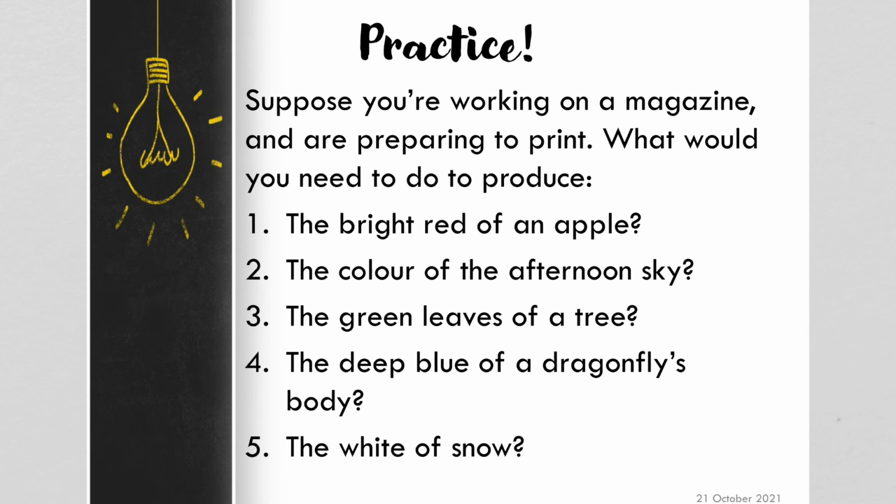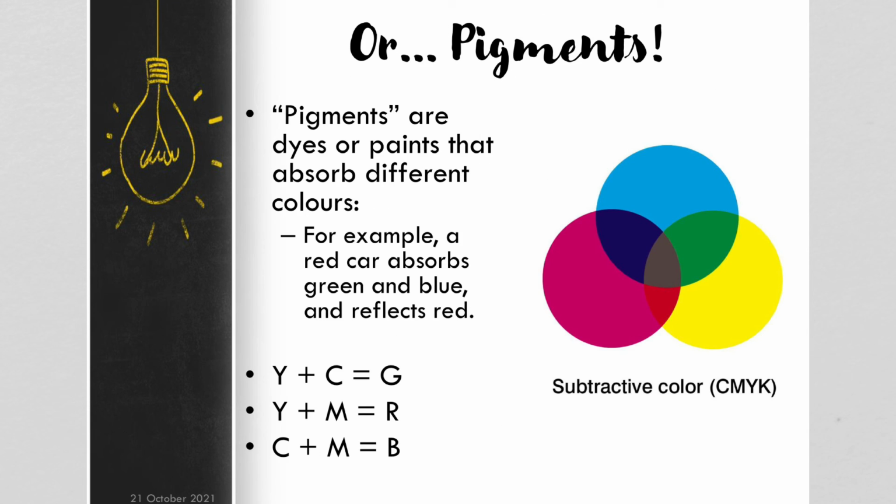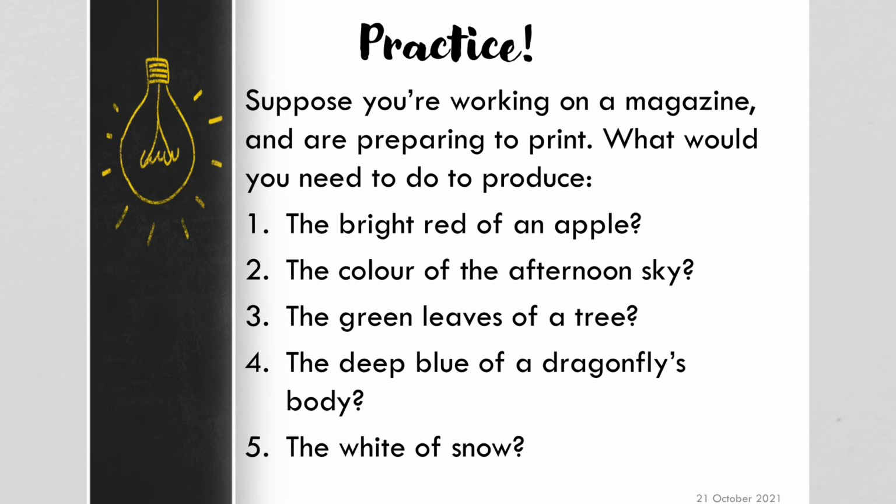what two would combine to make the color that you're looking for. So for example, for the bright red of an apple, the printer uses CMYK, subtractive color. If I wanted red, I'd have to layer magenta and yellow together to get red. You'll do the same for the rest of them, the color of the afternoon sky and so on.